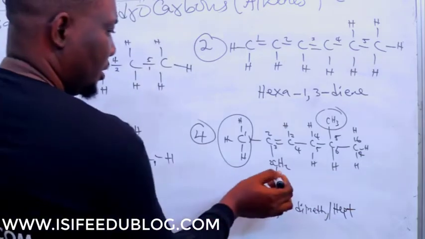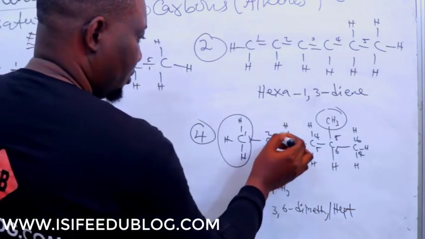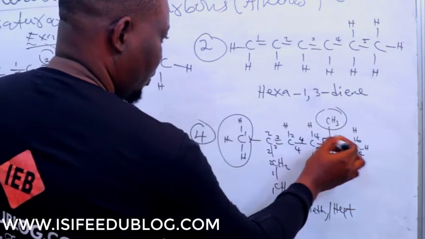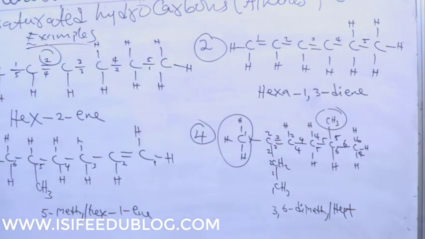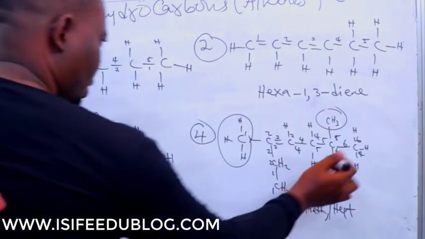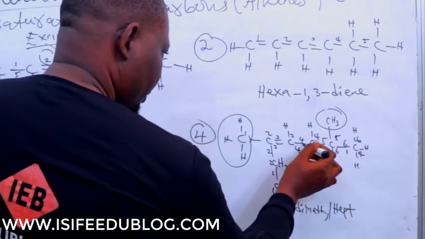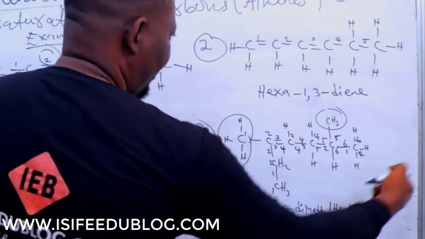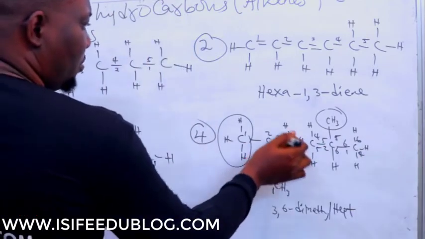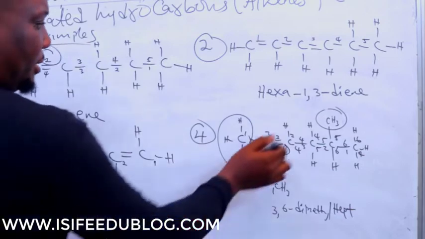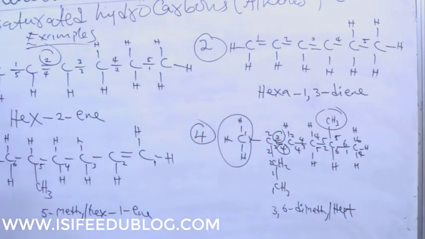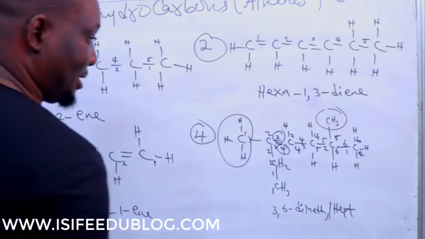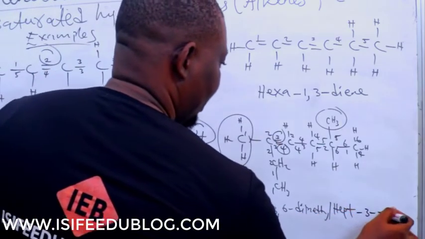Hept what? This is the first bond, second bond, third bond, fourth bond, fifth bond, sixth bond. Okay, carbon bond is what we are considering. So to what bond is that double bond located? So if you count from here, bond 1, bond 2, bond 3, bond 4, it doesn't appear that 4 will be a higher number than 3. So we put 3 here as the exact location of the double bond at position 3. So it's 3,6 dimethyl hept 3 ene.